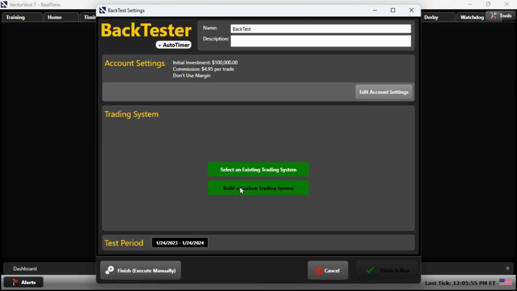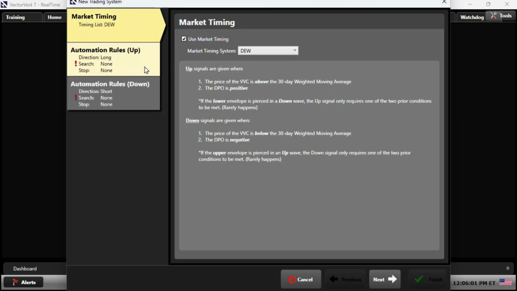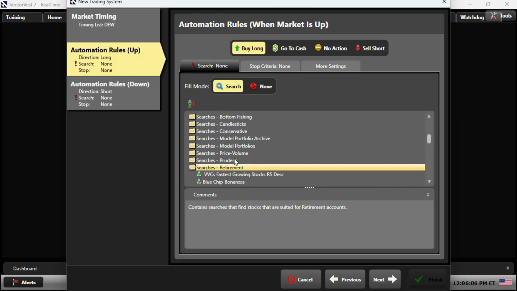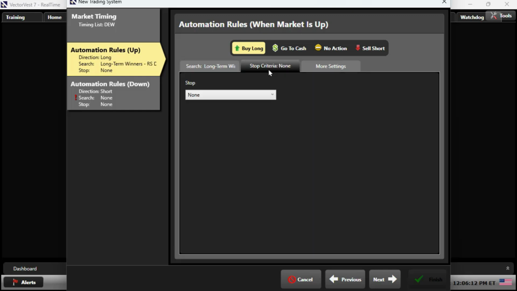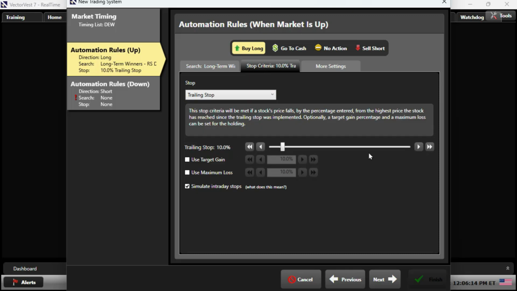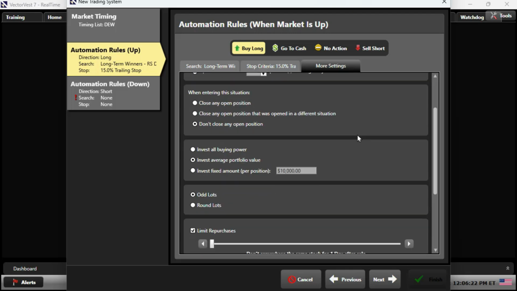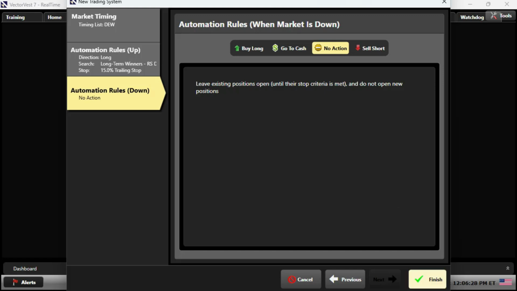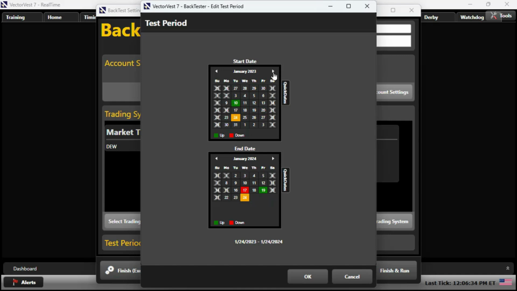Just to show you how to do that, if I go to Build a Back Test, I'm going to use the DEW. I'm going to take us into Automation Rules Up, and I'm going to take us down to the Retirement portfolio, and I'm going to choose Long-Term Winners RS Descending. I'm going to use a basic trailing stop of just a 15% trail. It's a prudent stop. We are not going to close positions. We're just going to let the stop criteria liquidate the positions. We'll go to next, and no action in the downtrends. And let's set this back to that date of June the 2nd.